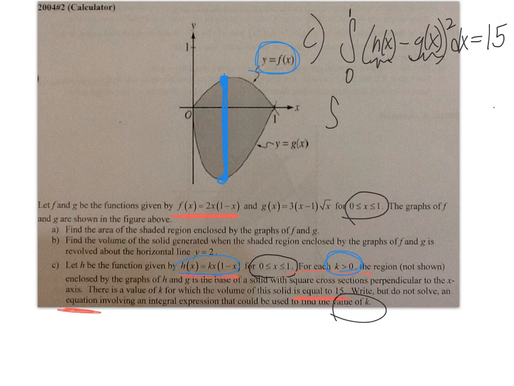So if it could be used to find the value of K, we need to just use the actual functions themselves. So it's going to be the integral from 0 to 1 of h of x, which is kx times the quantity 1 minus x, that function minus g of x, which is 3 times the quantity x minus 1 times the square root of x. All of that squared with a dx. So that is the integral, and that should be set equal to 15.